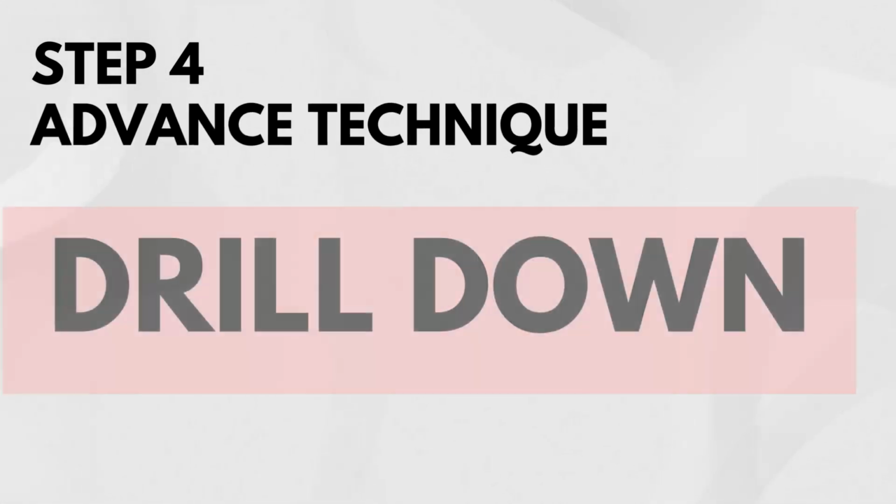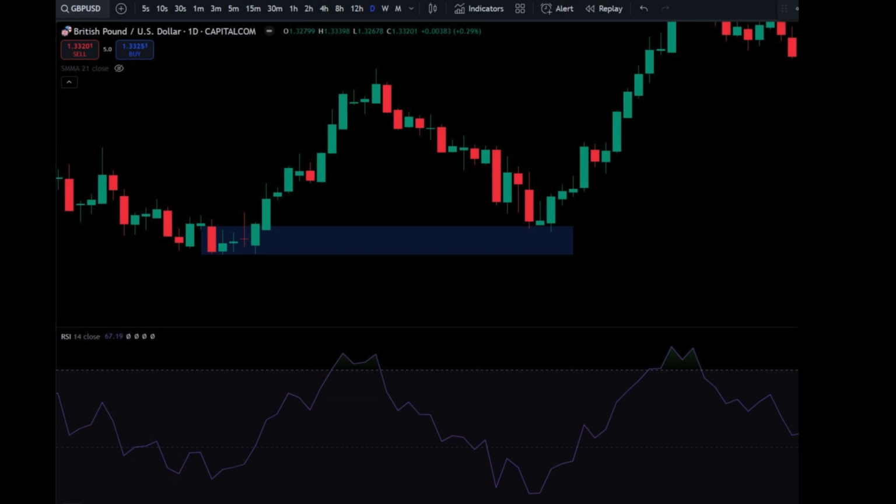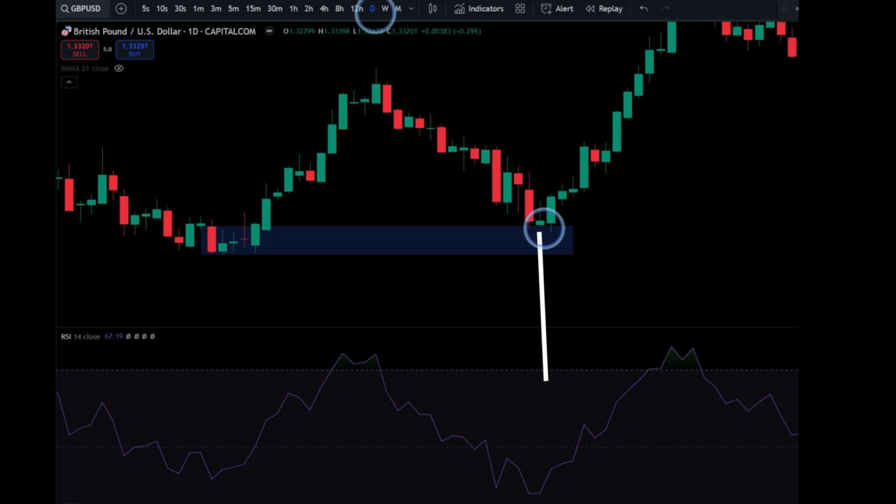But if you're aiming for trades with a high win ratio, it is time to use advanced techniques like drill down and hidden divergence. Watch this. Over here the price is testing a recent support level. If you pay close attention, it's a daily chart. Notice how there is no divergence on RSI. Here is where the real magic happens.